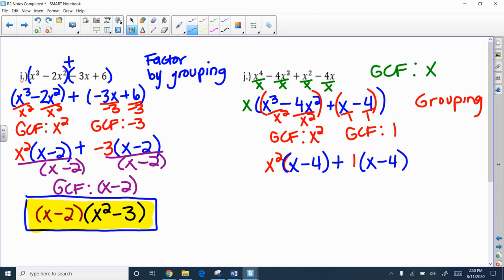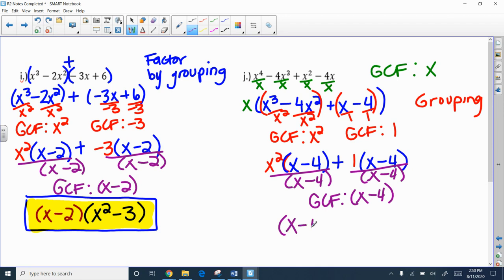Now, we hopefully notice that they have another common factor. Both groups have the same factor. If these were not the same, we could not continue. But my GCF now is x minus 4. So I'm going to factor out the x minus 4, which means divide it out. Again, when you factor out a GCF, the x minus 4 is still there as part of our answer. Then the other factor is what's left on the inside of the parentheses when we divide.